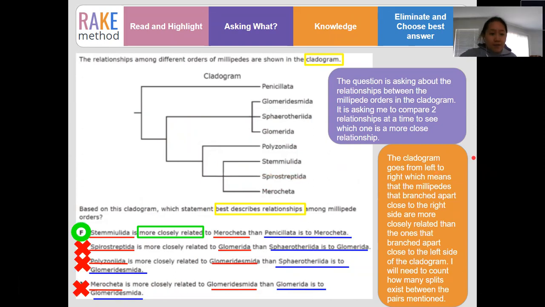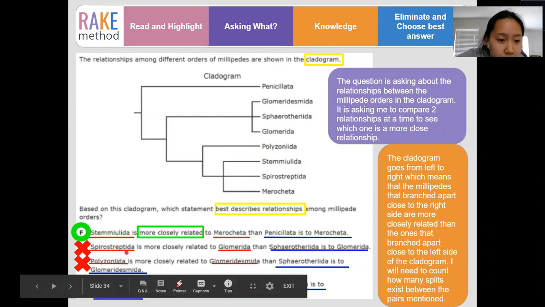The reason why F is the correct answer is because when you look at Stemmiulida and Siphonophorida, they're in the same branching right here. So they're really closely related. Penicillata right here and Siphonophorida are going to be 1, 2, 3, 4 branches away from each other. That's really far apart. They're really not related. Okay, but let's compare it to the other ones now.